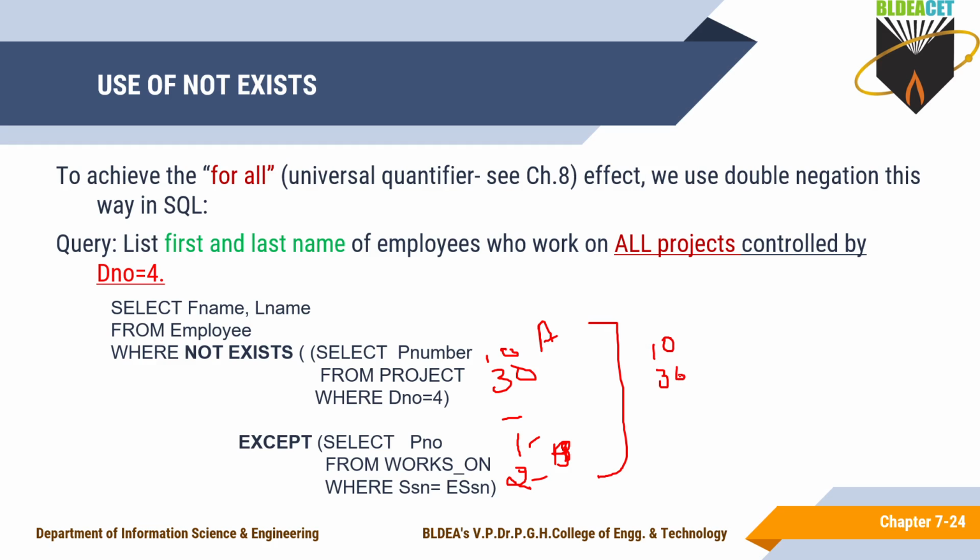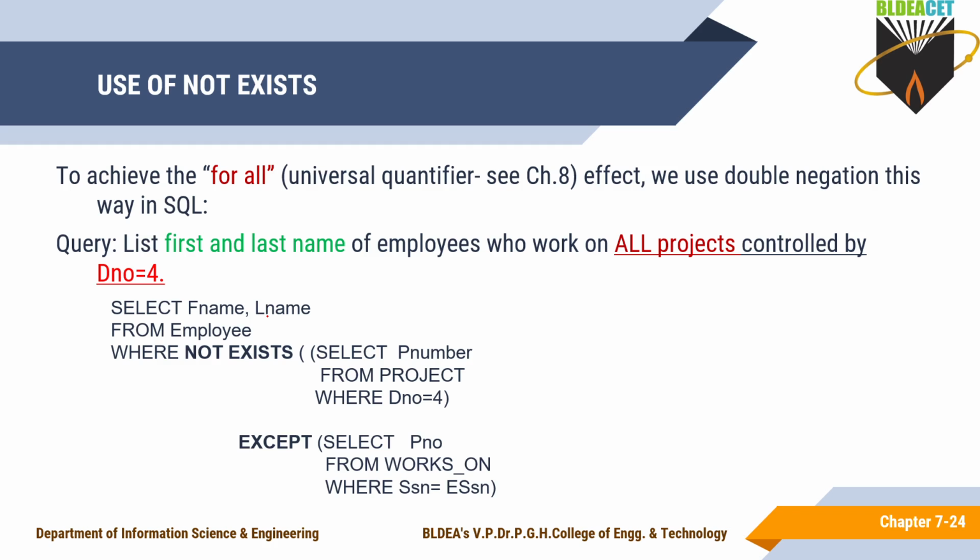Now after 10 and 30, it checks NOT EXISTS. NOT EXISTS returns true if no tuples are selected. But here how many tuples are selected? 2 tuples are selected. Then what happens to the NOT EXISTS? The NOT EXISTS condition fails. So the condition returns false here. If it is false, then it doesn't retrieve the employee's first name and last name.